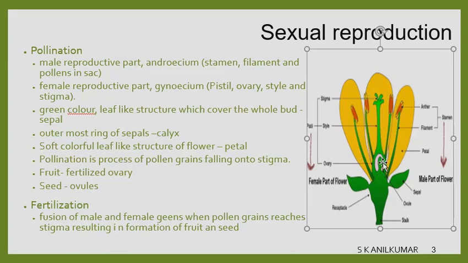The ovary contains small portions inside called ovules. The ovary becomes the fruit. The ovules become the seeds. This is the female reproductive part.